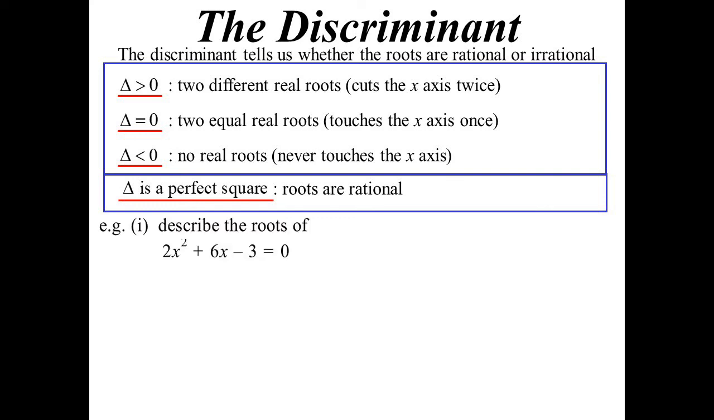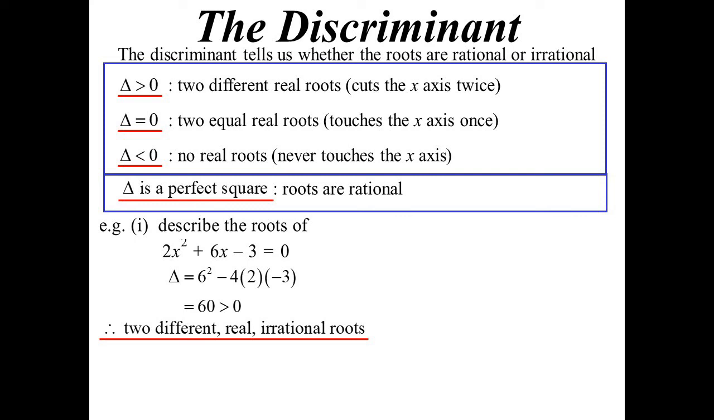So describe the roots. 2x squared plus 6x minus 3. Well, let's find the discriminant. 60. Well, 60 is a positive number. So I know that there are two different real irrational roots. That pretty much covers everything. There's two of them. They're going to be different. They're going to be real, and they're going to be irrational.